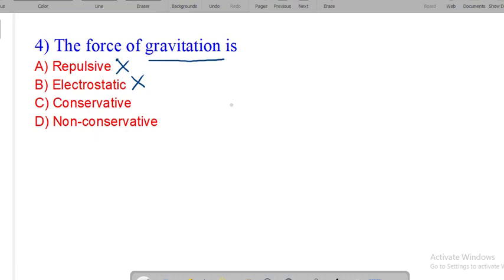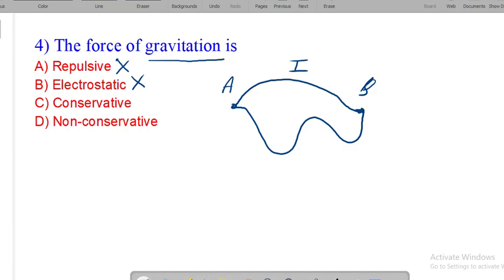Now what is the meaning of conservative force? See, if we have a point A and another point B, and we have a particle at point A and we do some external work and bring the particle to point B, suppose this path is 1. So we do some external work in bringing a particle from A to B. Next, we take the particle from A to B through another path and bring it to the same point B. So in the second case, we bring the particle through a different path to point B.